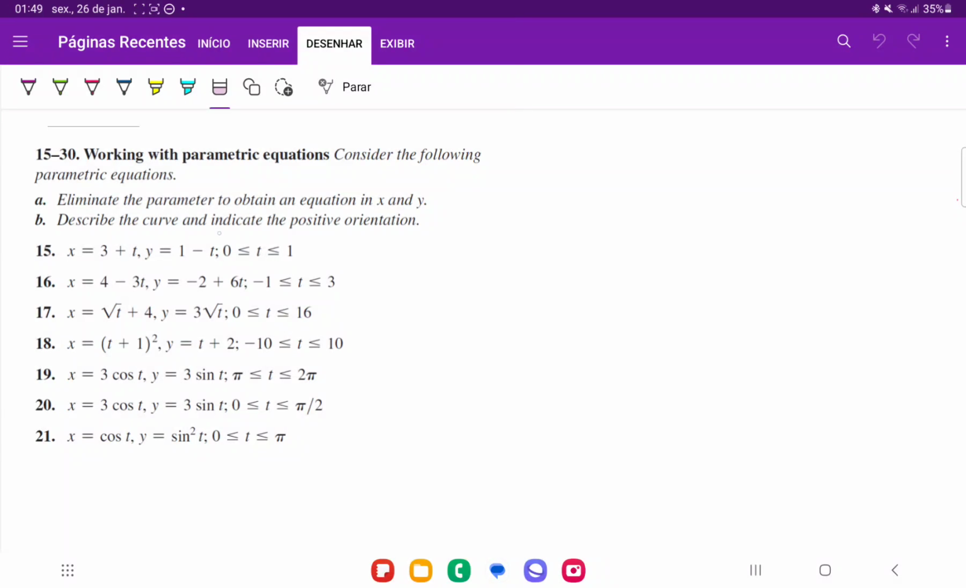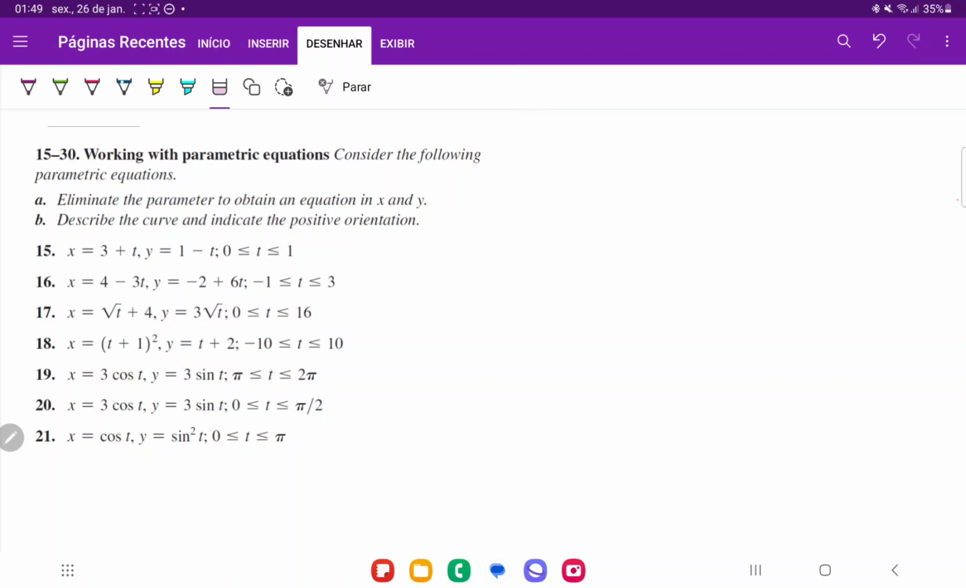For number 15, we want to eliminate the parameter to obtain an equation in x and y, and then we want to describe the curve and indicate the positive orientation. So to eliminate the parameter, what we need to do here is isolate t in terms of x, and then plug that value into the second equation for y so that we get rid of t.